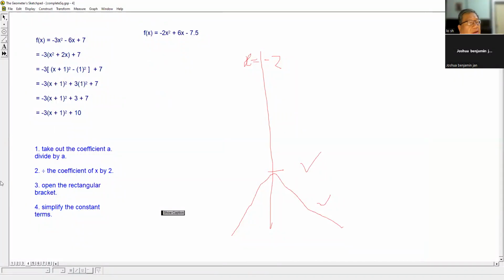Now, if you look at the last type, there is a number in front and also a negative sign in front. And this time, the number in front is not 2. Every time you divide by 2, divide by 2, divide by 2. So this one cannot divide by 2. So you take out the coefficient of a, which means you take out this number, -3.